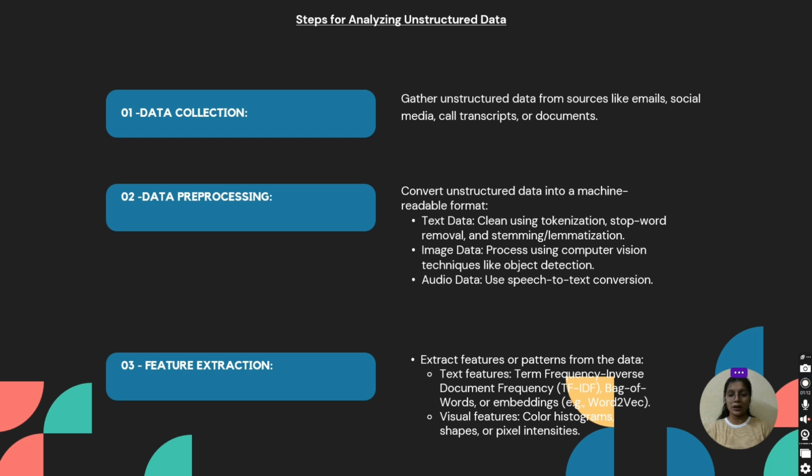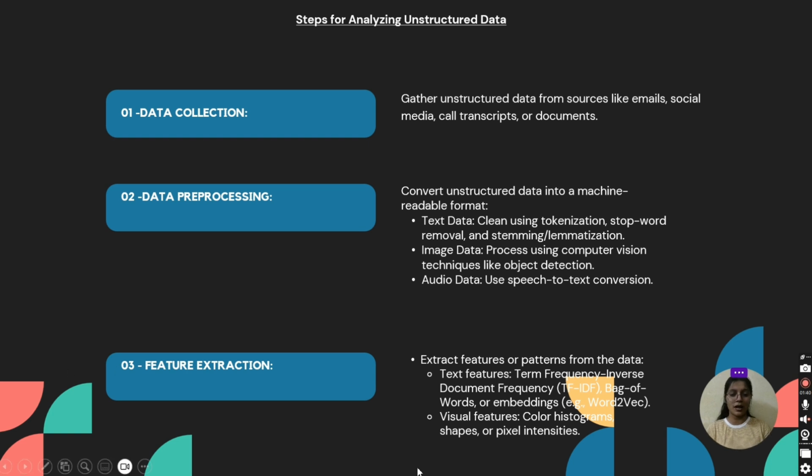The second step is data preprocessing. In this step, we convert the unstructured data into a machine readable format. Text data is cleaned using tokenization, stop word removal, and stemming, lemmatization. Image data is processed using computer vision techniques like object detection, and audio data using speech to text conversion.